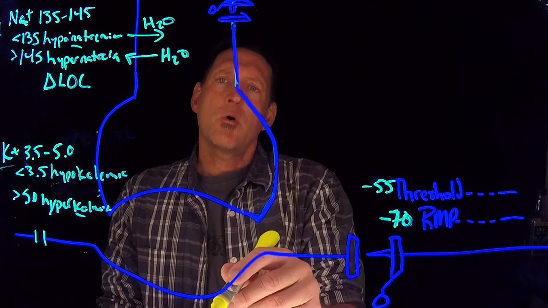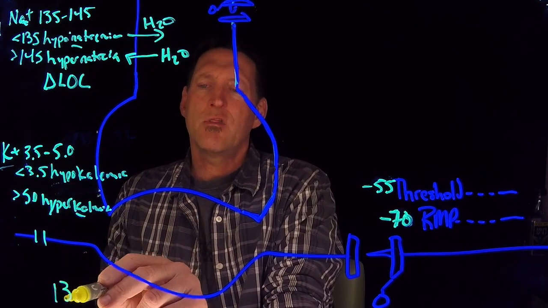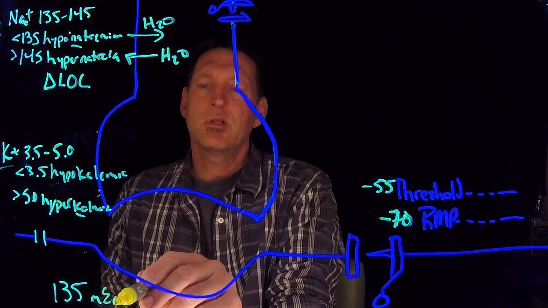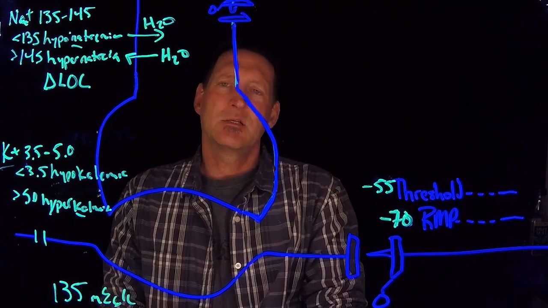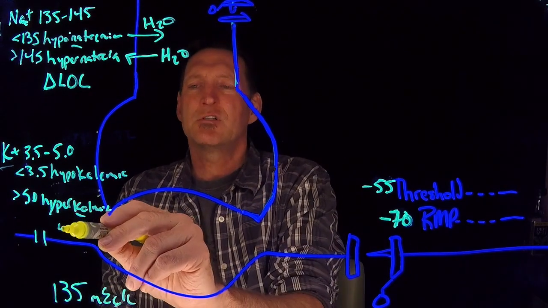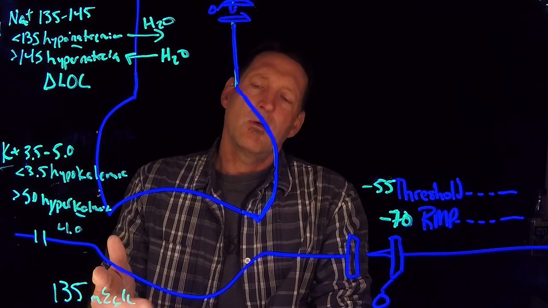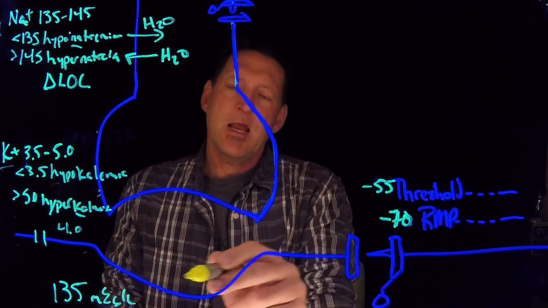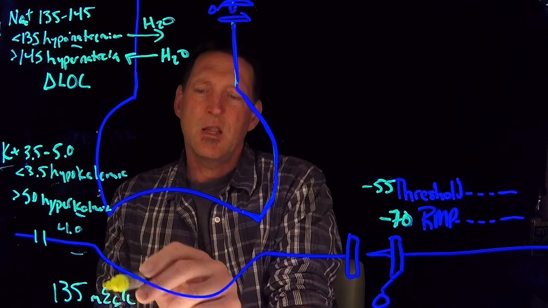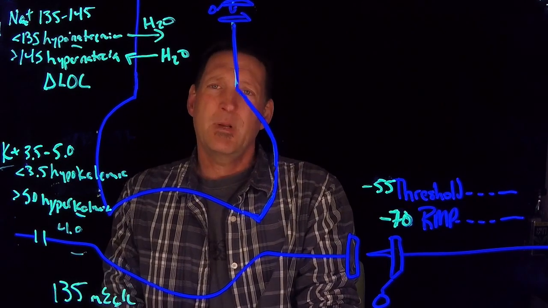Well, normally inside the cell, we've got about 135 milliequivalents per liter of potassium inside the cell. And outside the cell, it averages about 4.0. Well, now, cells attract the negative charge. This negative 70 inside the cell actually attracts the positive charge of potassium.